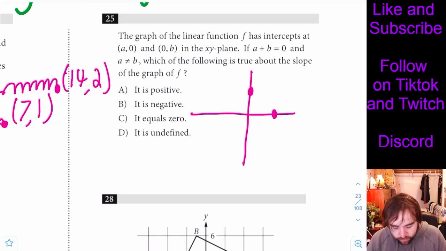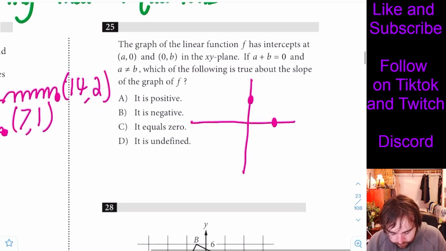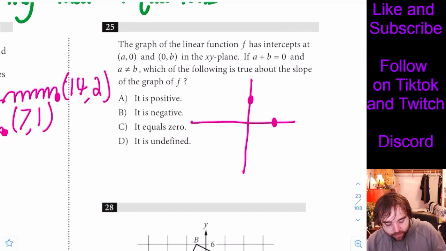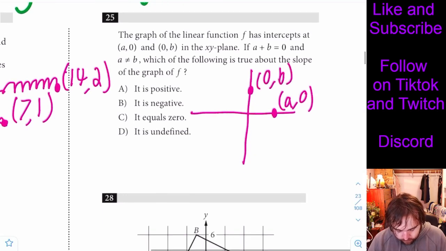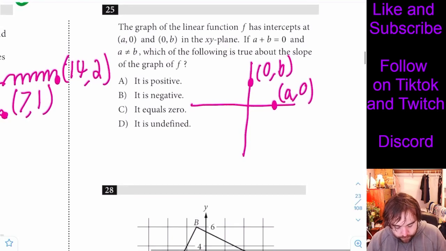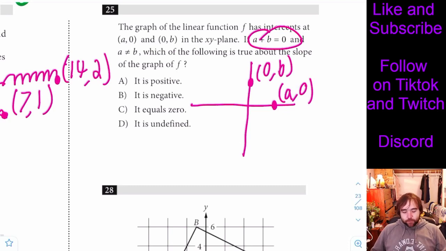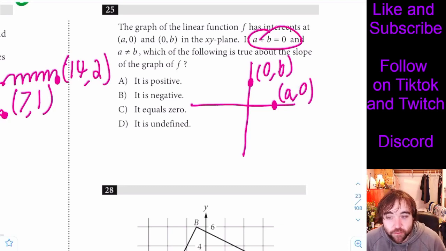So we know we have this point here at a comma 0. Which one's a comma 0? This one's a comma 0 because the y coordinate is 0. And this one is 0 comma b. Okay. So what else do we know? We know that a plus b equals 0. So right now we have that wrong, right? Because in this case that we drew, a and b are both positive because they're above and to the right. So a plus b is not going to equal 0.